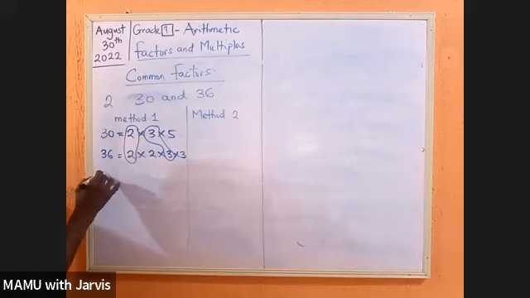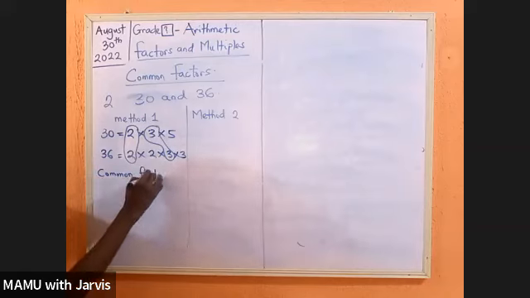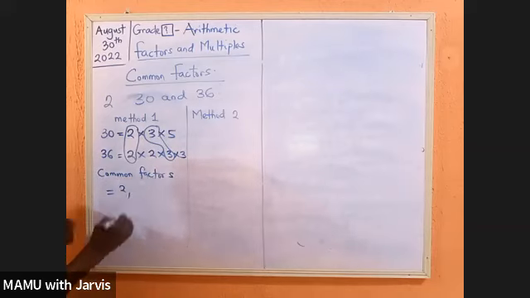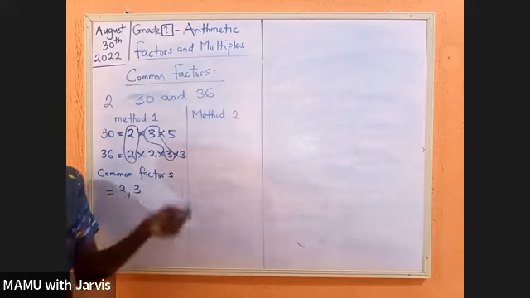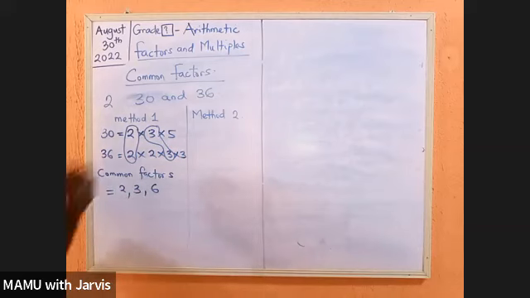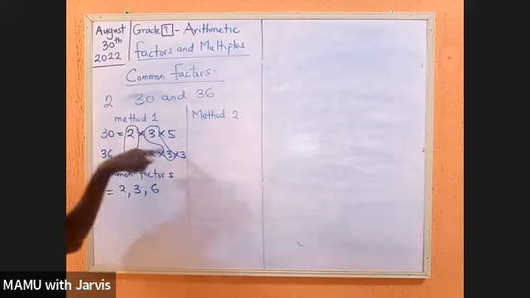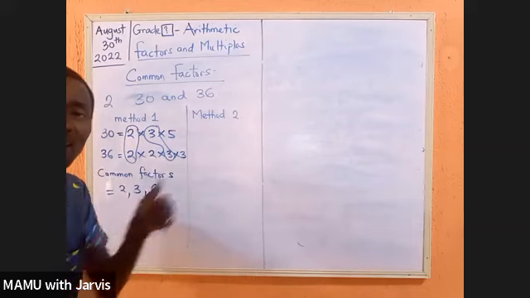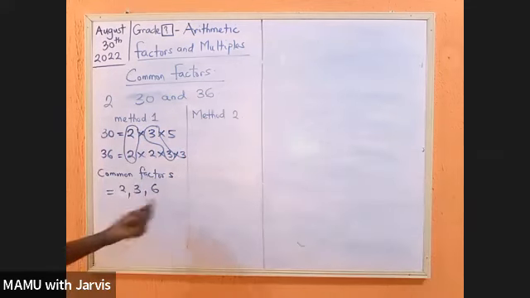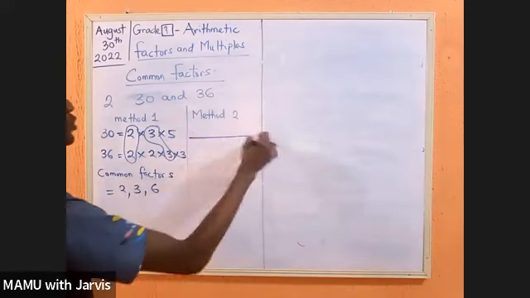So the common factor here now will now be what? I can see 2, I can see 3, and I can see 2 and 3. 2 times 3 will give me what? 6. So in this setup, we have 3 common factors now. I'm seeing 2, I'm seeing 3, and if I can see 2 and 3, it means I will see 6. So that's the common factors you're going to have. Right, now we use our method 2.